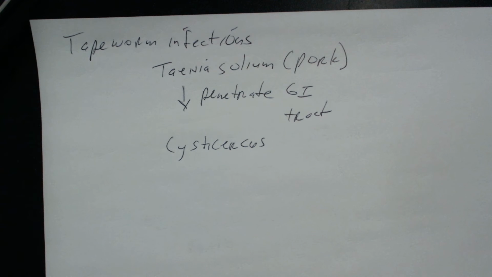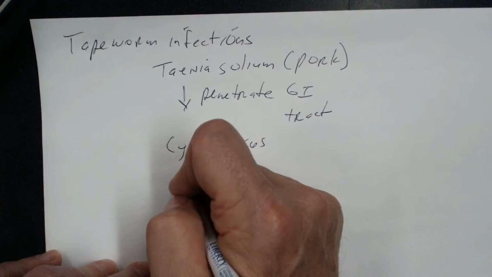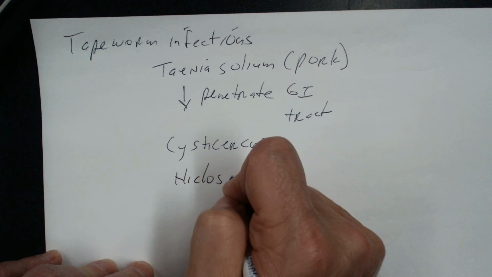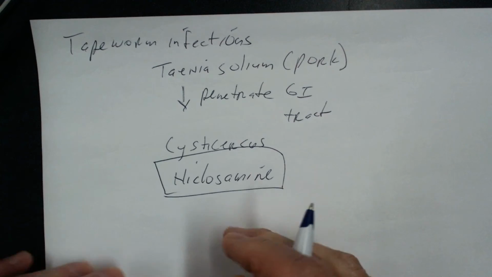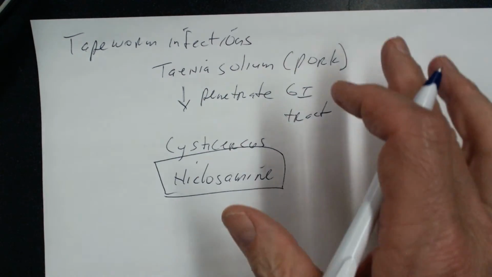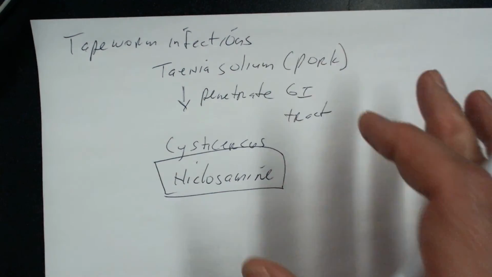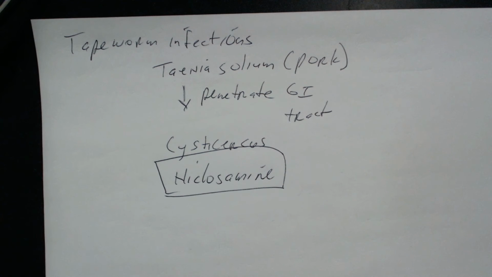These get in the way. They cause a lot of problems. And you need to usually remove them surgically. But the drug of choice to treat this is called niclosamide. This is rare, but if you get people who do a lot around pigs, you may see this. You'll see this on an X-ray.